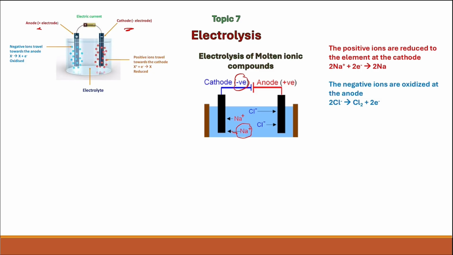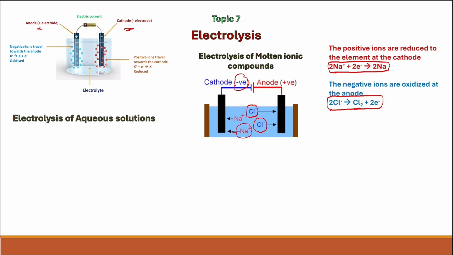They will gain electrons or get reduced, and they will form the metal. And then toward the positive electrode, the negative ions, like here, if we are talking about sodium chloride, the chloride will move towards the positive electrode. They will lose electrons, get oxidized, and they will give chlorine. Remember how to write the ionic equation, or the half ionic equation, for the reaction that takes place at both the positive and negative electrodes.